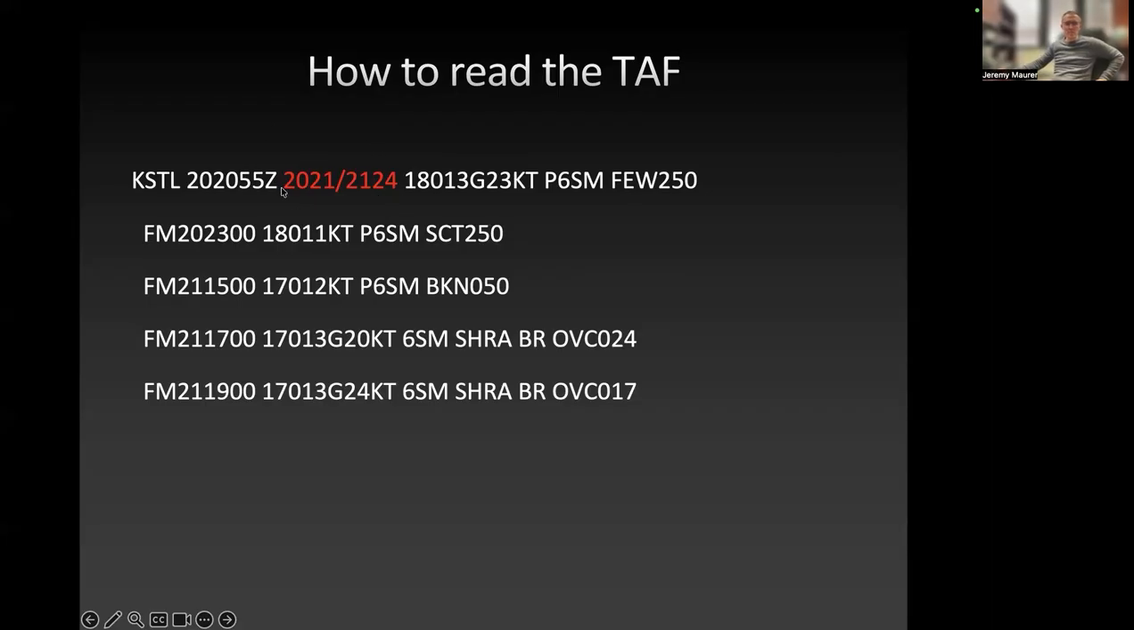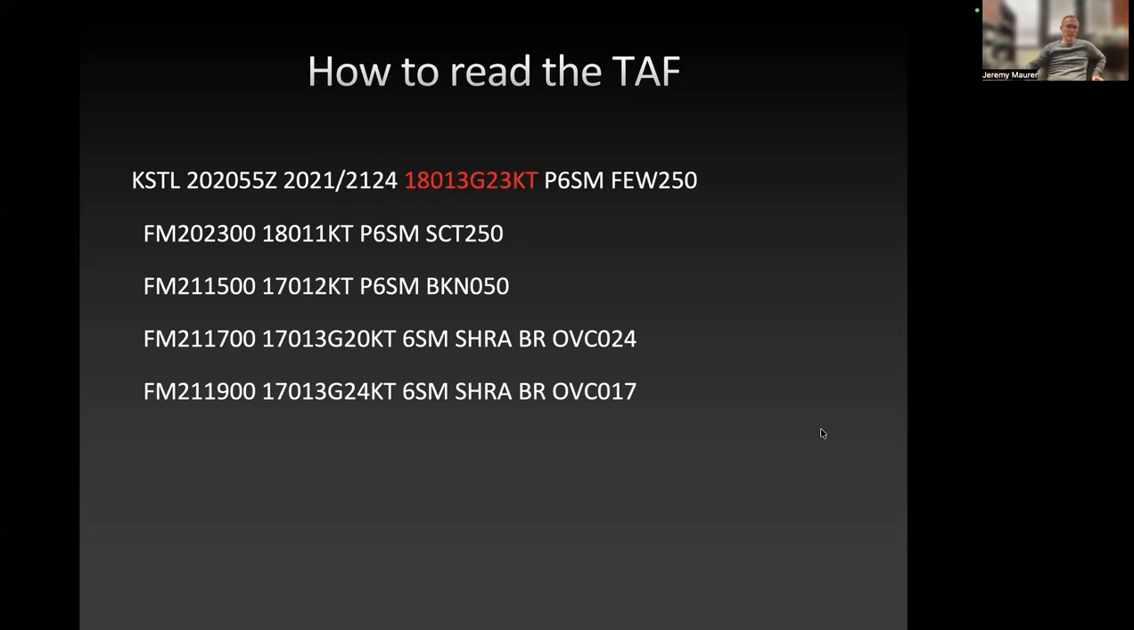So this forecast is going to be valid 2021. That's the 20th day of the month and the 21st hour, so 5 minutes past what the time is when the forecast was made, until the 21st day of the month and the 24th hour. So this forecast is actually going to be valid for about 27 hours, for the rest of the current day and all of the next day.